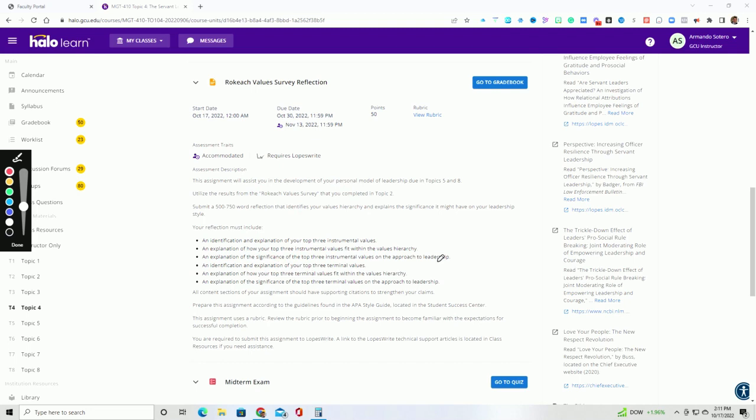All content sections. As a rule of thumb, for every paragraph you write, in my opinion, you should have at least 2 or more in-text citations, but you need to have at least 1 giving credit to the research. APA is required. We already talked about the rubric, located up here. Review that before you start your assignment. And then Lopes write is required.